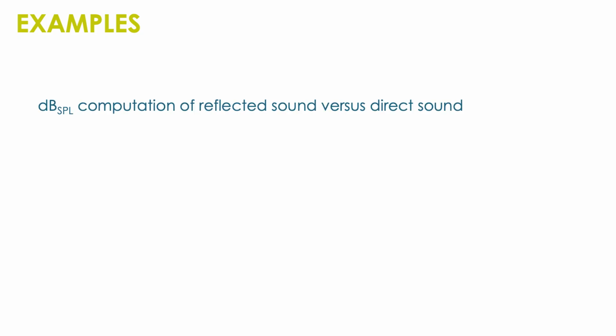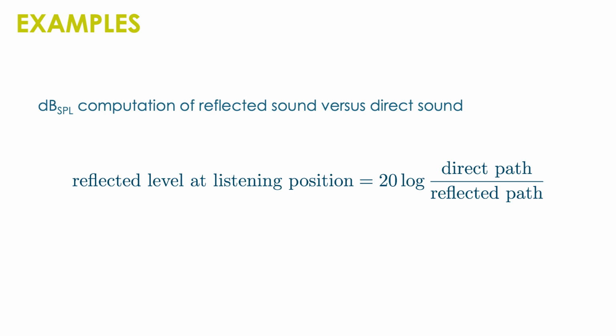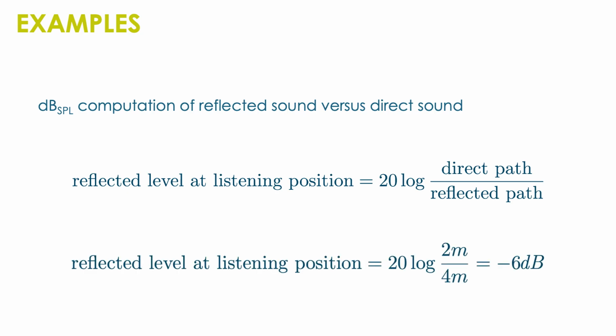Second example, let's consider the dB SPL computation of reflected sound versus direct sound. The reflected level decreases with respect to the direct level since the sound has a longer path. The reflected level at the listening position is computed using the formula 20 multiplied by log of direct path over reflected path. Now let's apply the formula to the scenario that we have described before. In that case, the reflected level at the listening position will decrease by 6 dB SPL.